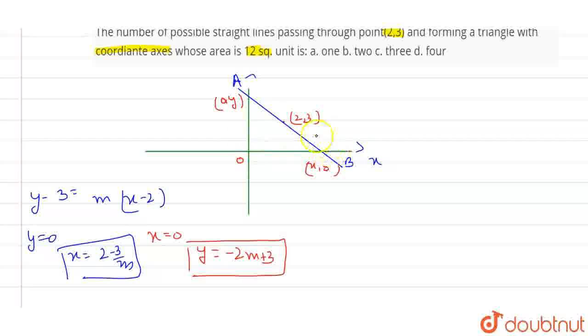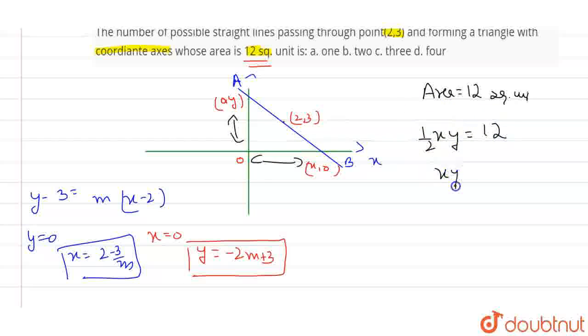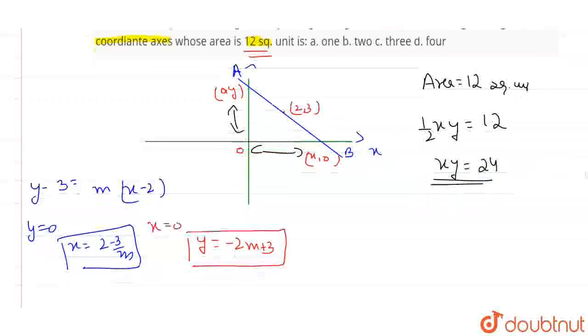Now, what is given to us? This is a triangle we are forming, and the area of this triangle is given as 12 square units. The formula for the area of a triangle is half into base into height. This length is x, and this is our y distance. So half times x times y equals 12, and the value of xy will be 24.